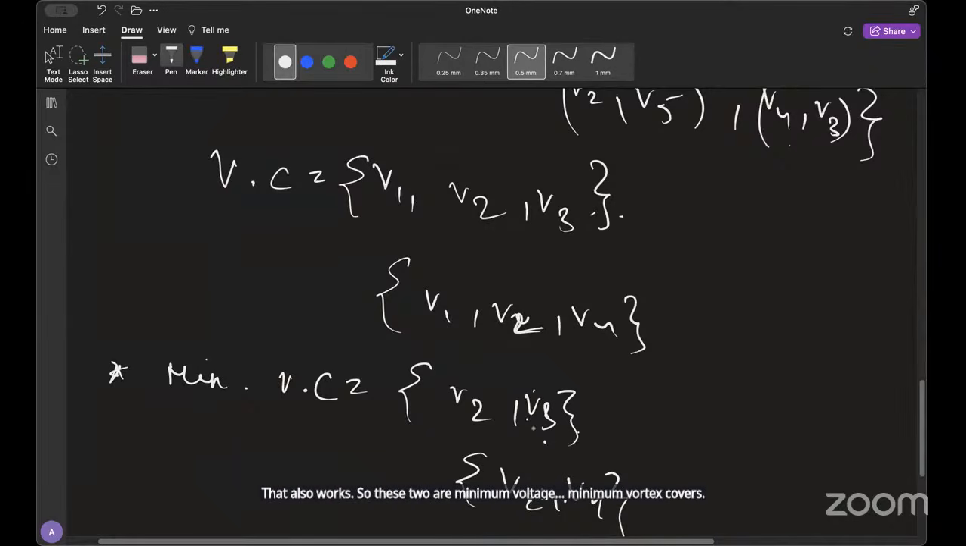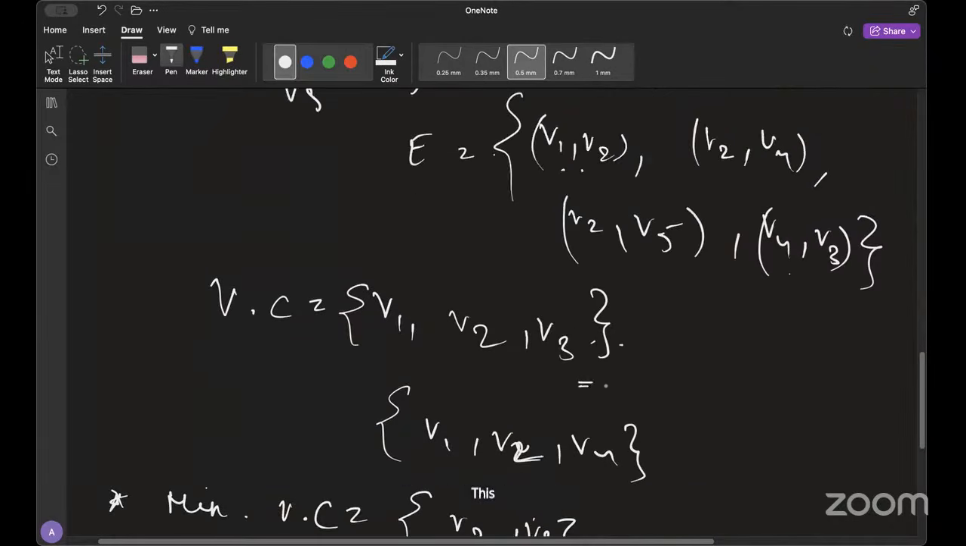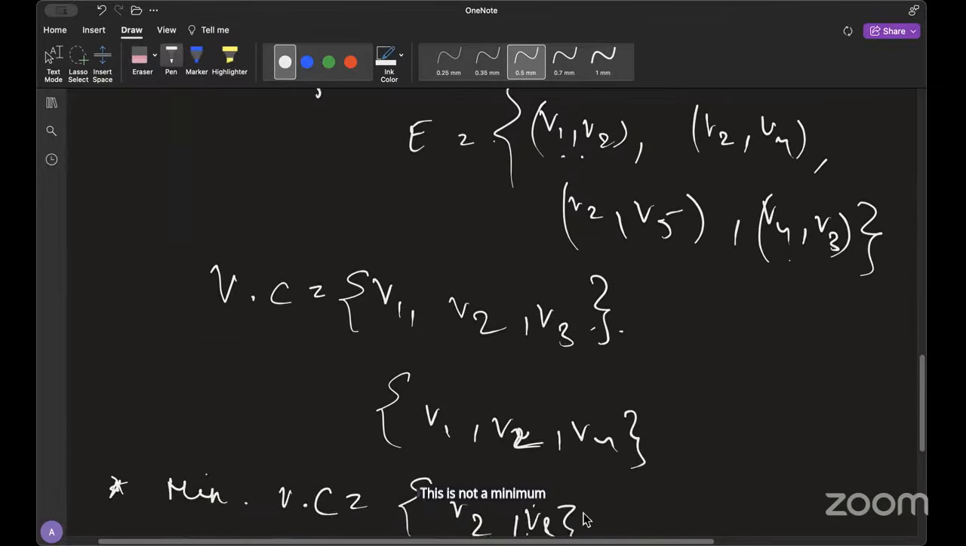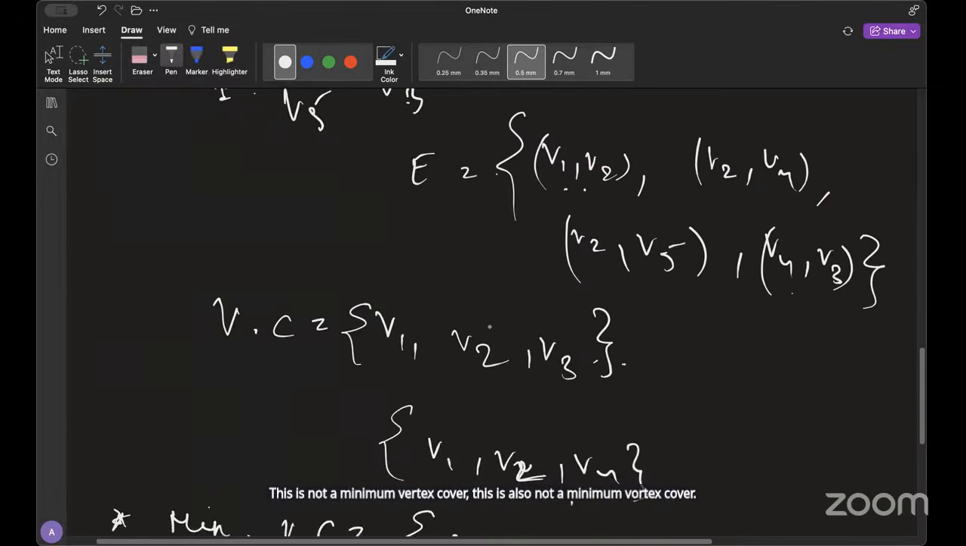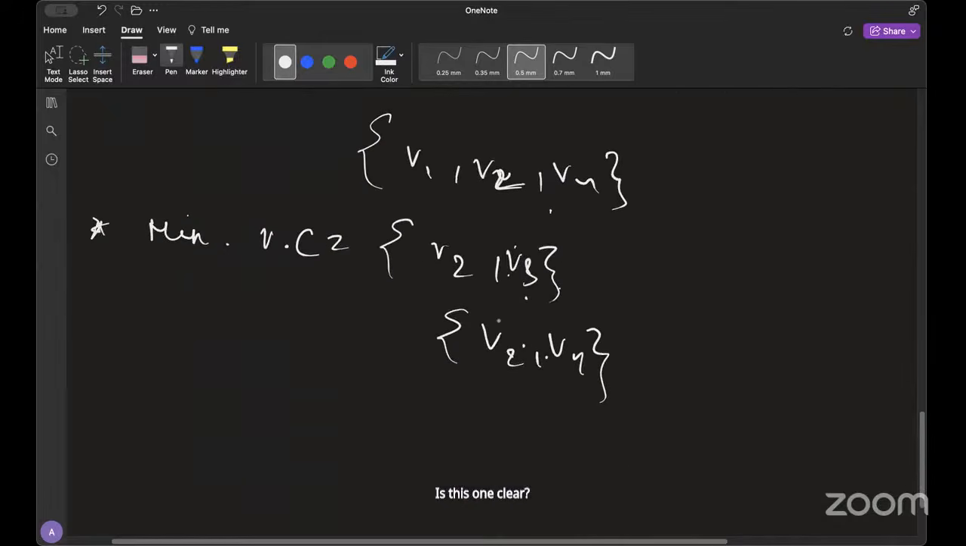The others are also vertex covers, but they are obviously not minimum, right? This is not a minimum vertex cover. This is also not a minimum vertex cover. Is this one clear? The minimum vertex cover thing.